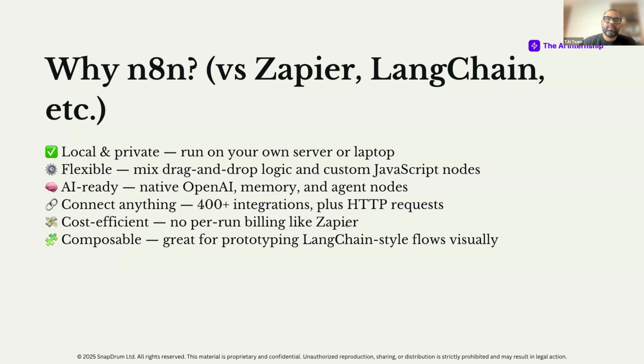Obviously, it's cost efficient. Depending on the setup, if it's a local run or a cloud run, generally it's not based on per run, it's a fixed cost. Obviously there are different tiers, but within that tier, it's not based per run. You will have to pay for different types of API keys. For example, if you're using the OpenAI module, you have to pay for that separately. But beyond that, it's relatively cost efficient. And it's really good for prototyping. So it's LangChain style flows, and you can visually create these workflows to create your logic in an easier way.